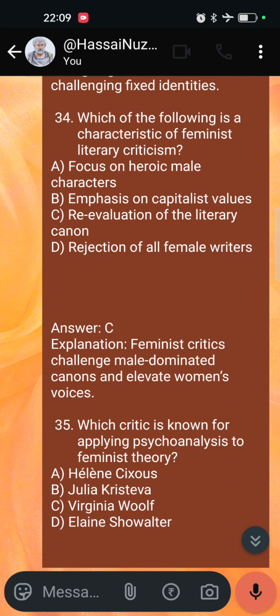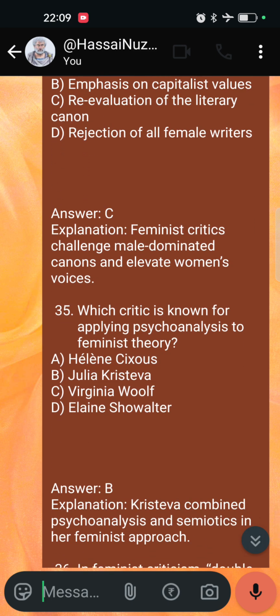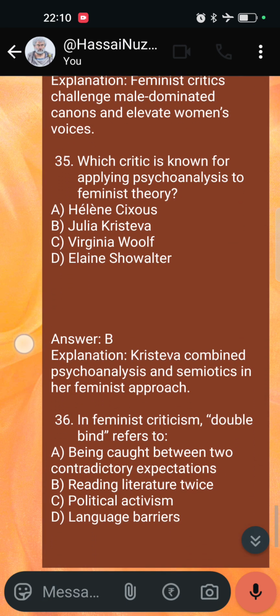35th. Which critic is known for applying psychoanalysis to feminist theory? Answer is B. Julia Kristeva. Kristeva combined psychoanalysis and semiotics in her feminist approach.